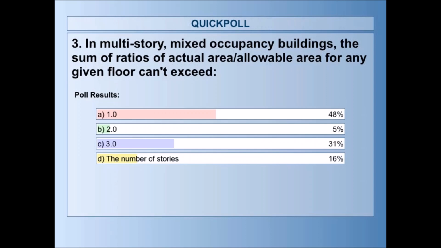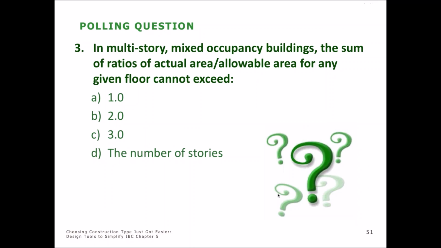The majority say 1.0, but we've got quite a few that think something else. So, Ricky, the actual answer is? All right, the actual answer is 1.0, which looks like most people got. The 3.0 may have thrown people because, again, the question is specific to any given floor. So each individual floor can't exceed 1.0, but you also have that second check if you're a 3 or more story building. All of those added together can't exceed 3. So there are 2 separate checks you have to do on multi-story buildings.